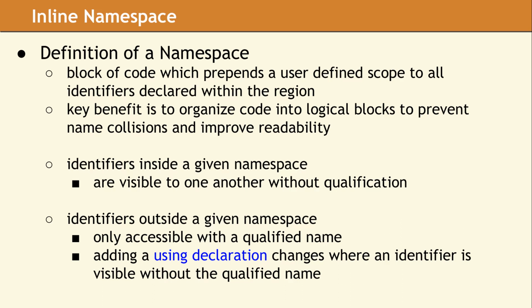Within the body of a namespace, you can refer to any other identifier in that namespace without any sort of qualification. In order to refer to an identifier which is not in your current namespace, you will need to qualify the identifier by adding a prefix.